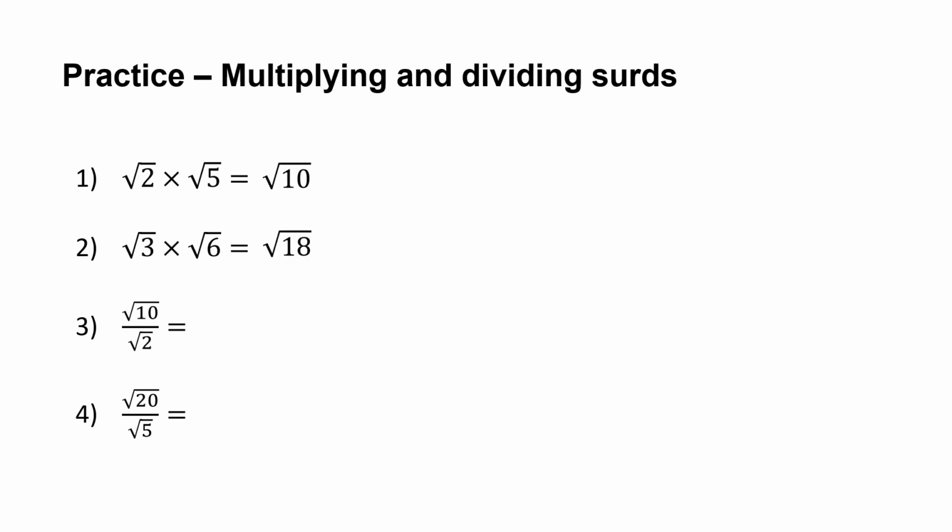We have root 10 over root 2. This is going to be root 10 over 2, which is going to be root 5. And lastly, we have root 20 over root 5, which is going to be root 20 over 5, which is root 4, and root 4 is equal to 2.